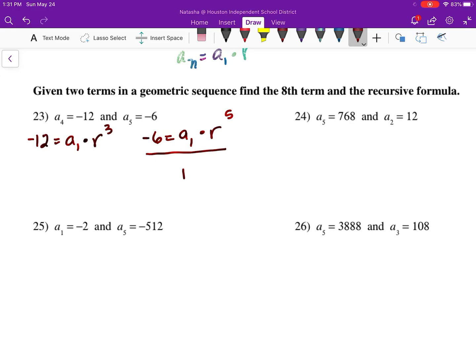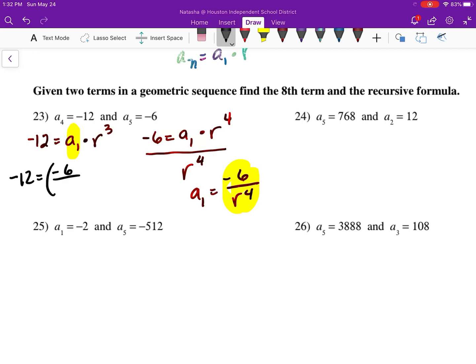Now, I'm going to divide this by r to the fifth power. Okay? Now, this is going to give me a first term is equal to negative 6. Oops, that should be fourth, not fifth. Sorry. I'm glad I caught that. And then this is going to be negative 6 divided by r to the fourth. Okay, I'm going to substitute this in for our a sub 1 in our other equation.